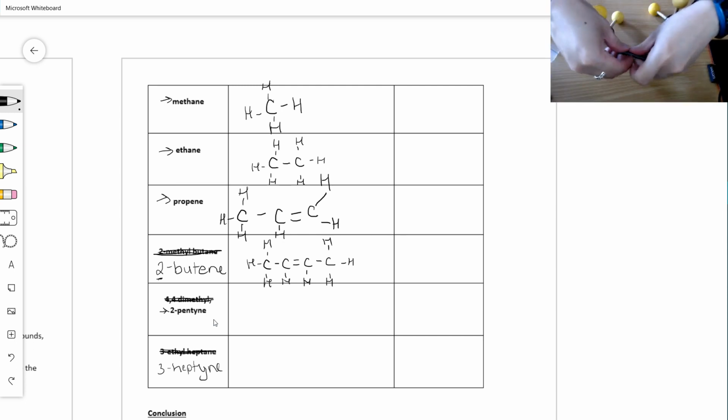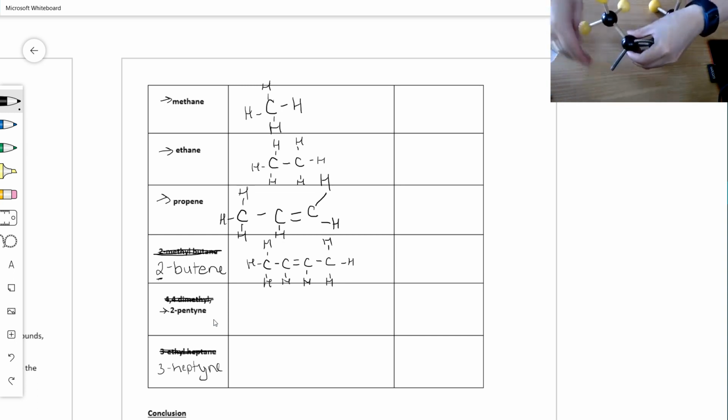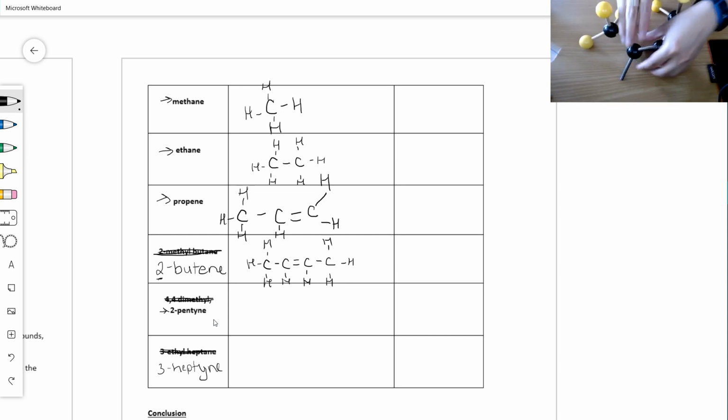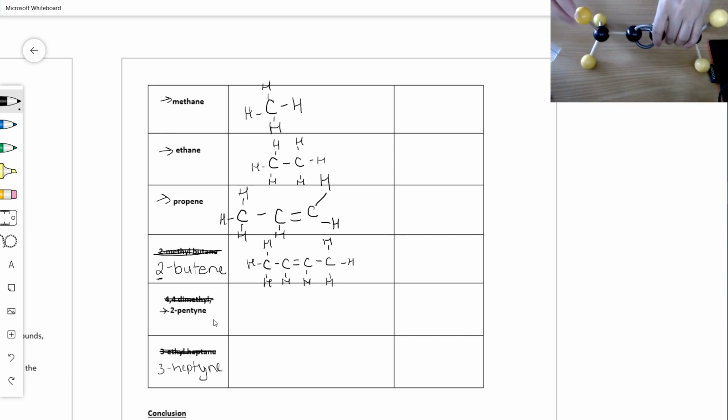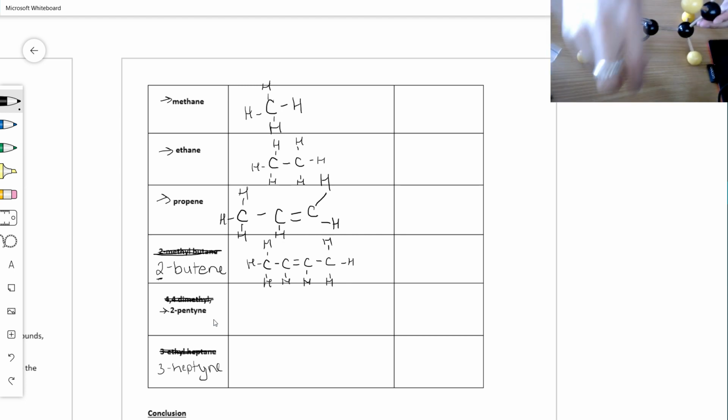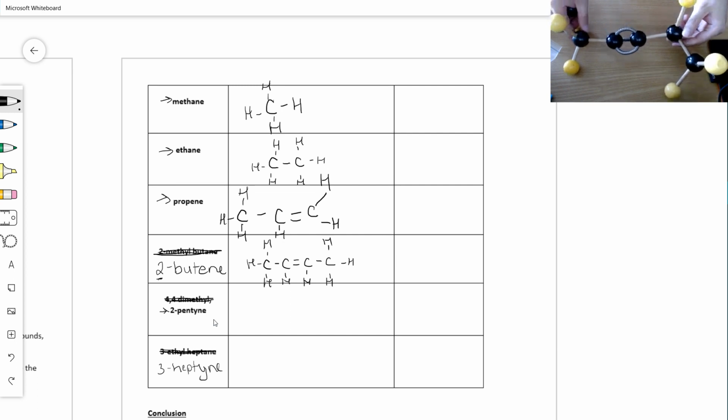Because it's another 2, I know that I can keep at least one of these ends the same, so I'm going to keep this end the same. This YNE means I need a triple bond. So there's my triple. And pent means I need a 5th carbon, so I'm going to put it over here. And then I'm going to fill in the gaps with hydrogens as necessary. Right? And there, let's turn it a bit, that is 2 pentyne.